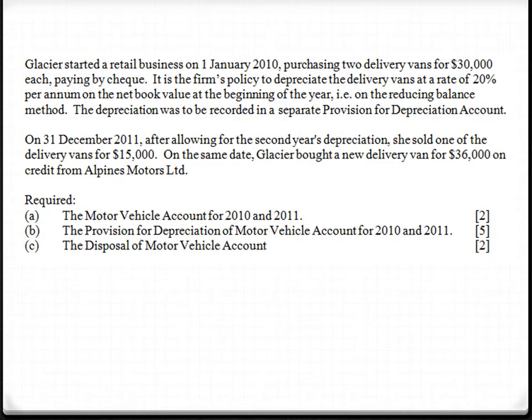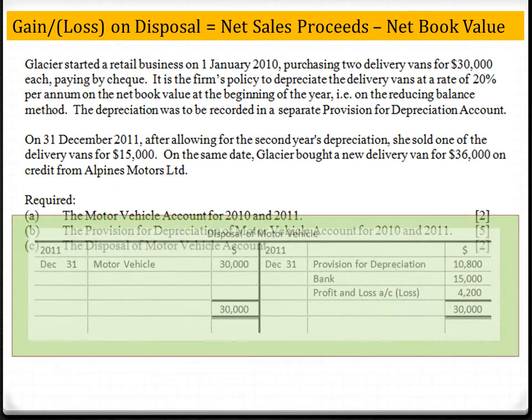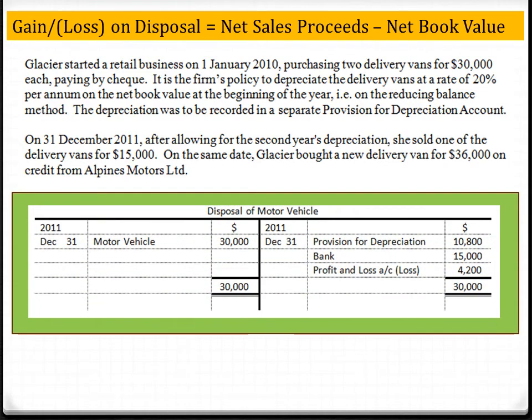All right, and last but not least, you are going to prepare your disposal account. Just a quick recap. This gain or loss on disposal, you just take net sales proceeds minus net book value. So here we go. Look at the disposal of motor vehicle account. Earlier on, you credited your motor vehicle account. So you bring it over to your disposal account by debiting it. Then earlier on, for your provision for depreciation account, you debited it because you less, and now you credit it.